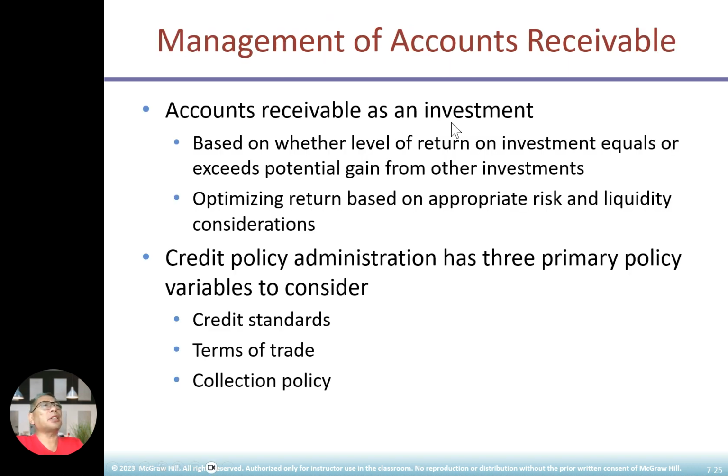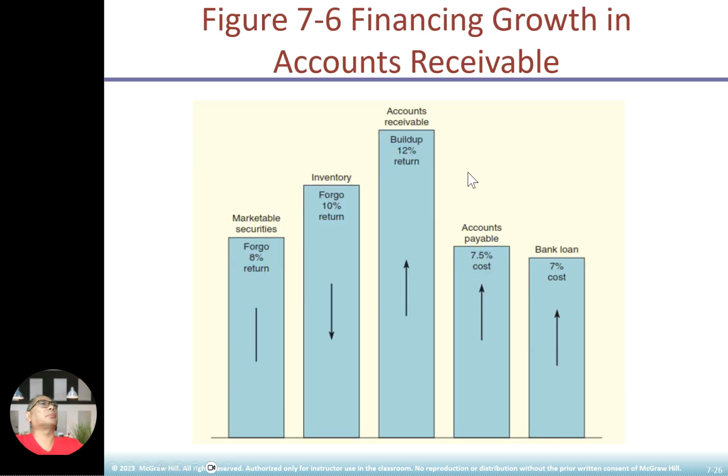Investment is based on whether the return is equal to the actual potential gain from other investments. Credit policy administration has three primary policy variables to consider: credit standard, terms of trade, and collection policy. There are also rating agencies such as S&P and Moody's. Those are the rating agencies that give ratings to bonds or debt.